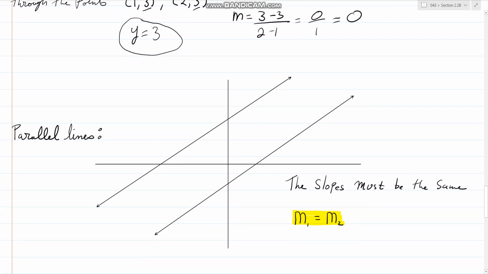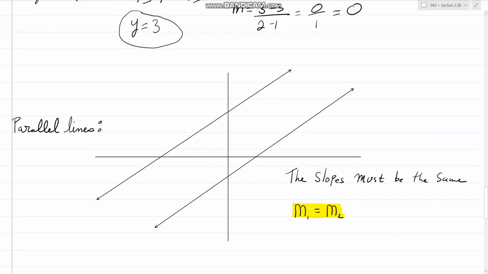Now I want to talk about parallel lines. With parallel lines, we're starting again to compare two different lines, not just a single one. This is kind of an illustration of parallel lines. And notice that they're not intersecting. They don't cross each other.